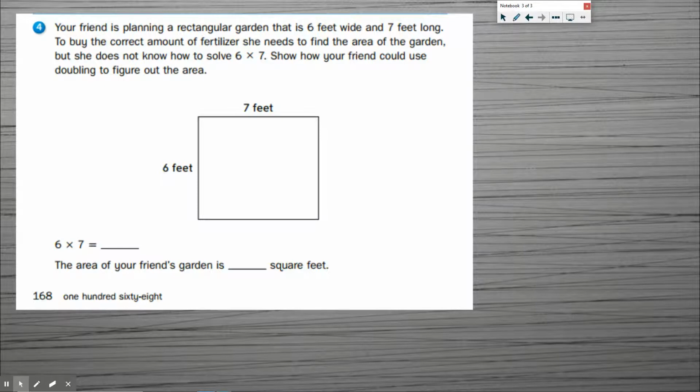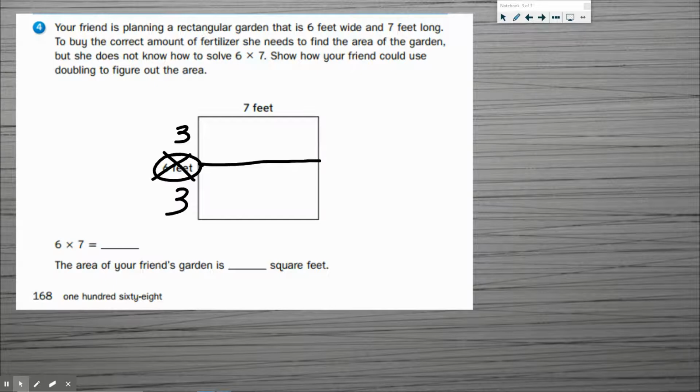So I want to think about my doubling. And one thing that I know about doubling is when I double a number, it's an even number. So I'm going to pick my number that is an even number. And in this case, it is 6. 6 is an even number, so I know I can split that in half. When I split 6 in half, it is 3 and 3. I'm just going to cross this off so I don't confuse my 6.